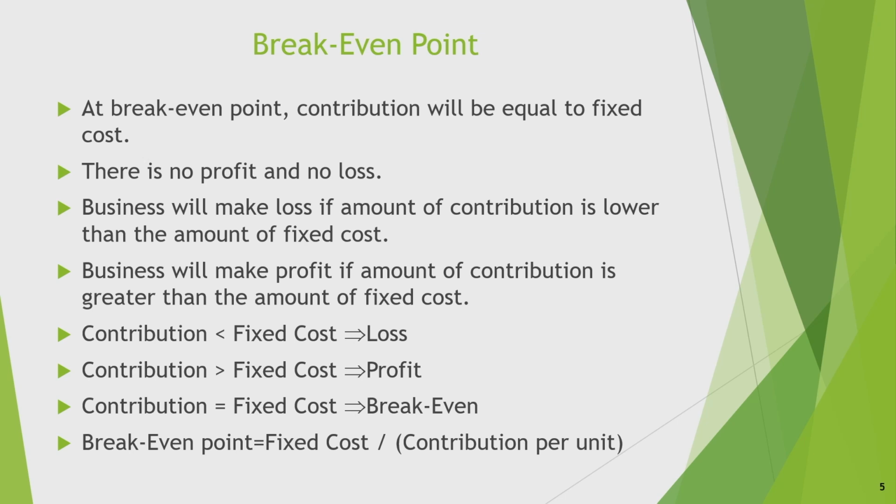Business will make a loss if the amount of contribution is lower than the amount of fixed cost. Business will make a profit if the amount of contribution is greater than the amount of fixed cost. So contribution less than fixed cost means you are having a loss. Contribution more than fixed cost, you are making a profit. And if contribution is equal to fixed cost, then you are at break-even. So break-even point can be defined as fixed cost divided by contribution per unit. Then you can find out break-even point in terms of the number of units.